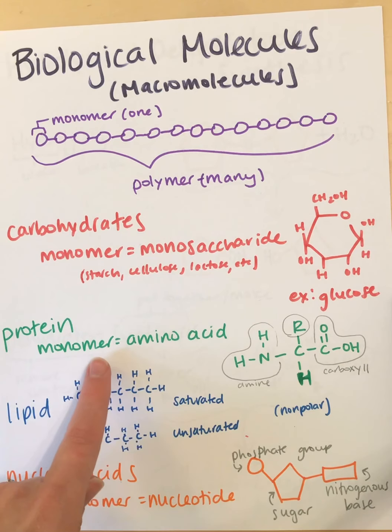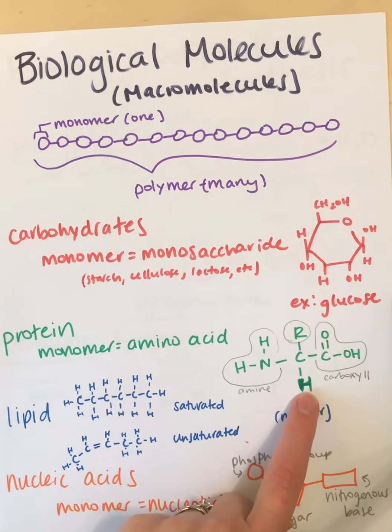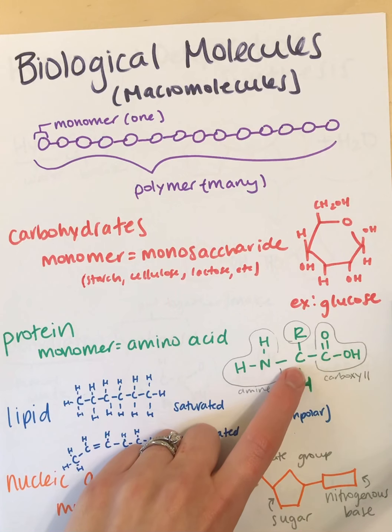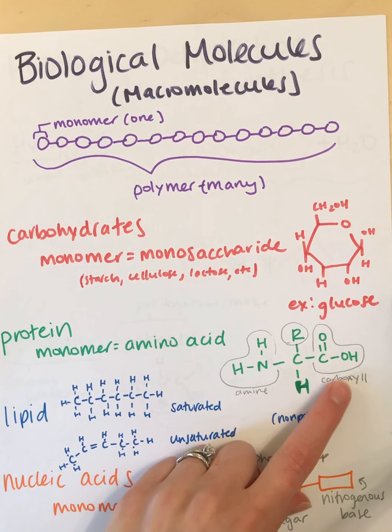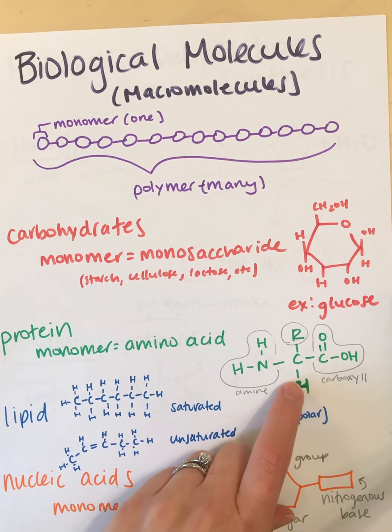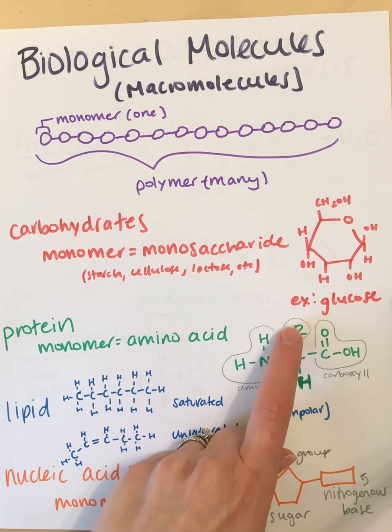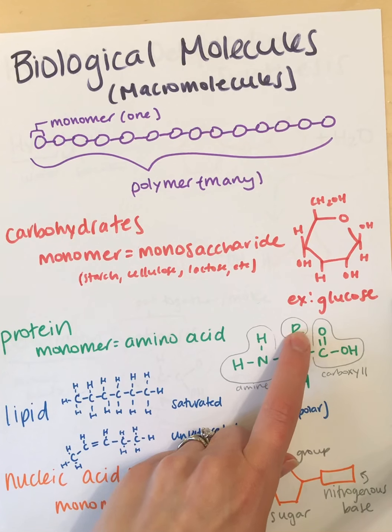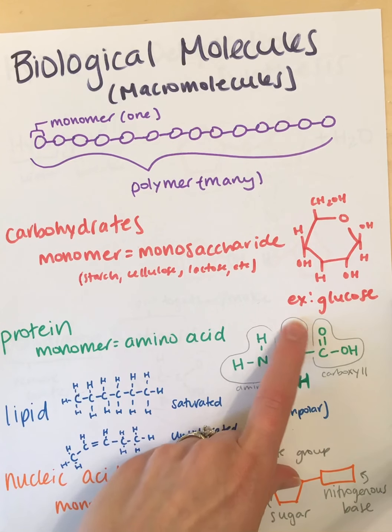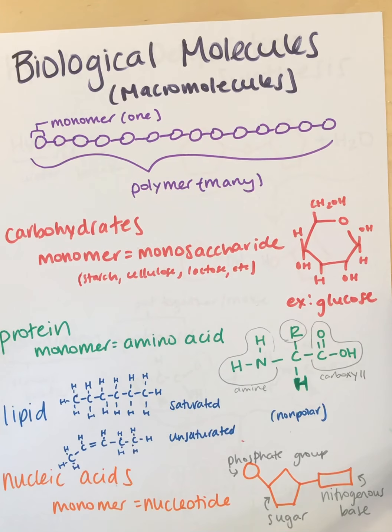Protein. The monomer of protein is an amino acid. Here is one amino acid. Reminder, there's a central carbon, a carboxyl group, an amine group, a hydrogen off of the central carbon, and an R group. R is not an element, R stands for like X, it's like a variable. Each amino acid has a different R group, a different set of elements in that space.